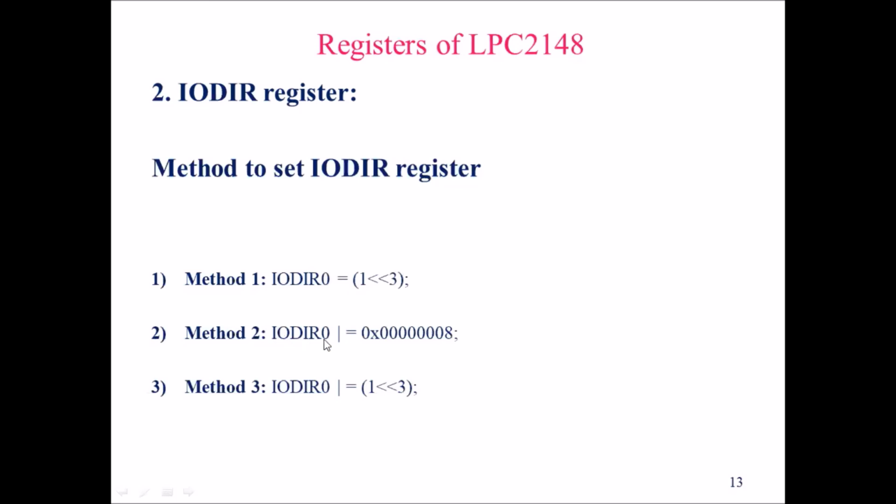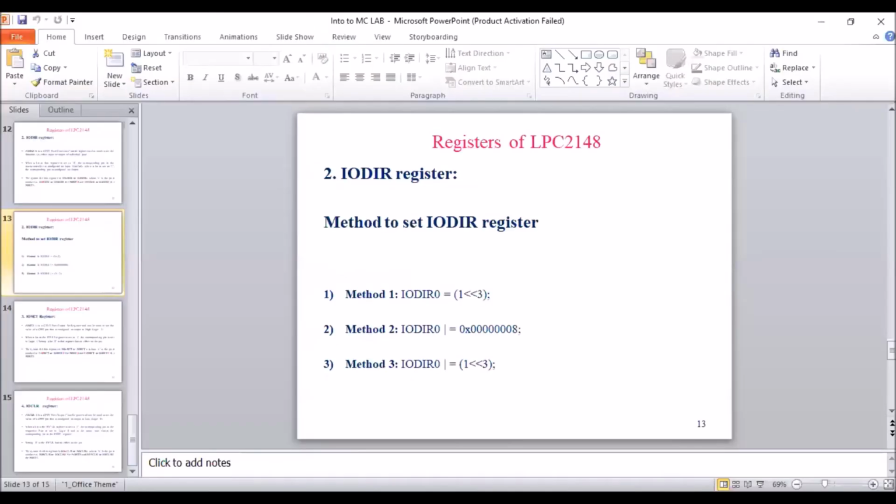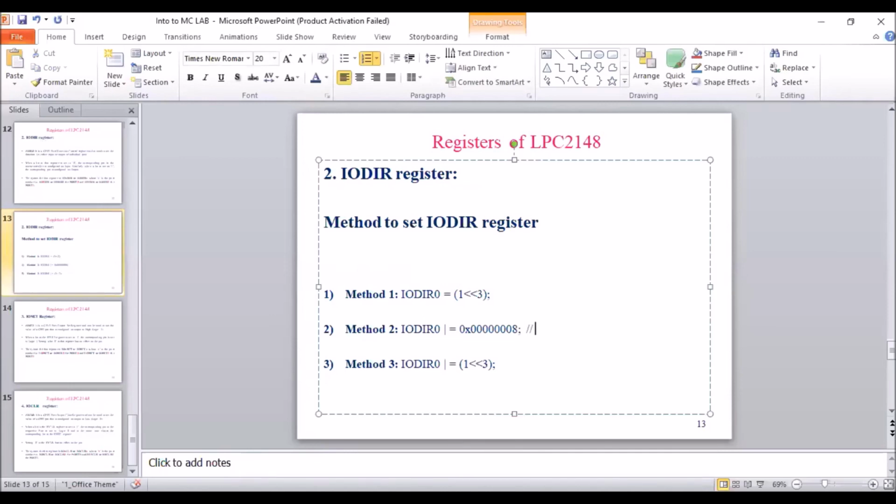Method 2 is IO0DIR equals, again output, 0x followed by seven zeros and 8. Here again 8 represents the third pin. I will explain how this will be represented as the third pin.